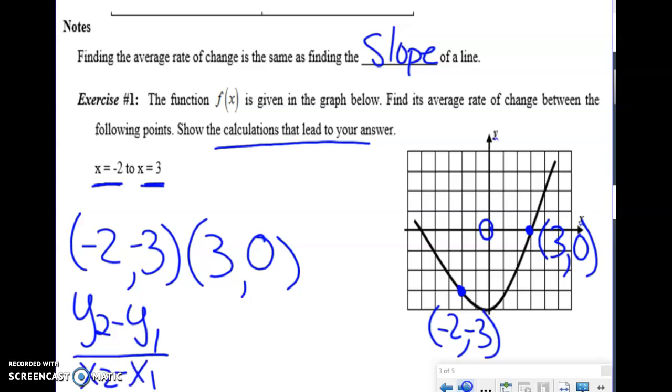Now, let's not forget that these always come as an ordered pair, meaning an x and a y. What about the little numbers that we've got? Well, which one comes first? This point comes first, so we give it little ones. This point comes second, so we give it little twos. And that's all that means. First point, second point.